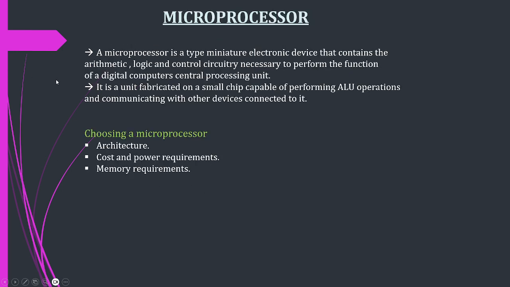Next, we have the microprocessor. A microprocessor is a type of miniature electronic device that contains the arithmetic, logic, and control circuitry necessary to perform the function of a digital computer's central processing unit. It is a unit fabricated on a small chip capable of performing ALU operations and communicating with other devices connected to it. In choosing a microprocessor, we have to consider the architecture, cost, power requirements, and memory requirements.